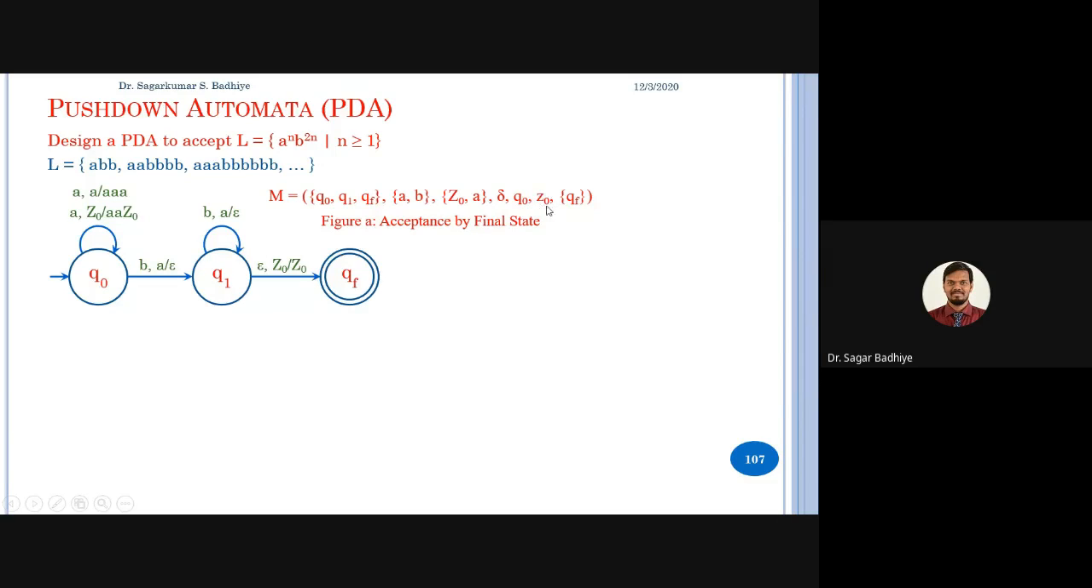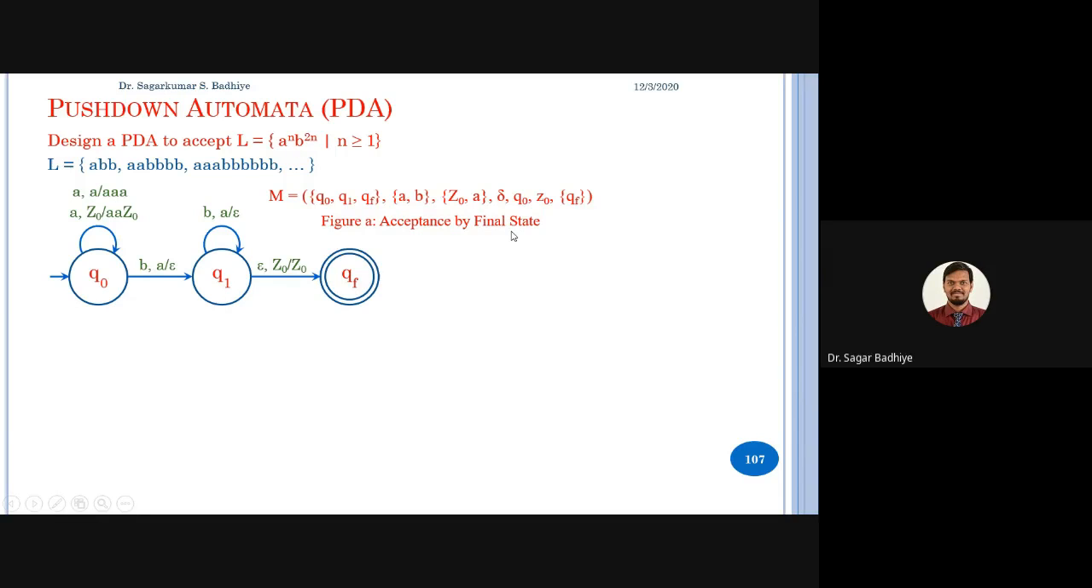Again, it should be capital. There's a mistake. Okay. As I have used capital over here, it should be capital. If I would have used small, then it should be small, right? So this should be capital Z0, and QF is the final state. So this is the machine format, and this transition diagram shows acceptance by final state. So this PDA accepts the string of the form A power n, B power 2n by final state.